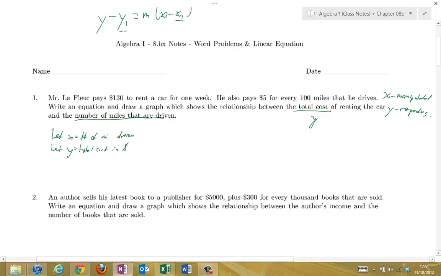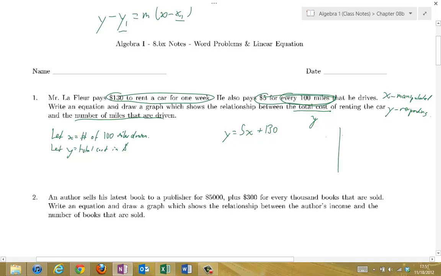Well, if I go back to the problem, it says he pays $5 for every 100 miles that he drives. So it's not really the number of miles driven, it's the number of 100 miles driven. So now we can say, alright, if he pays $5 for every 100 miles that he drives, we know that 5x is the cost he pays for the miles that are driven. 5 times 1 would be $5, 200 miles would be $10, and so forth. Okay, then we have this base cost. He pays $130 to rent a car for 1 week, so no matter what, he's going to end up paying that. And that's our equation.